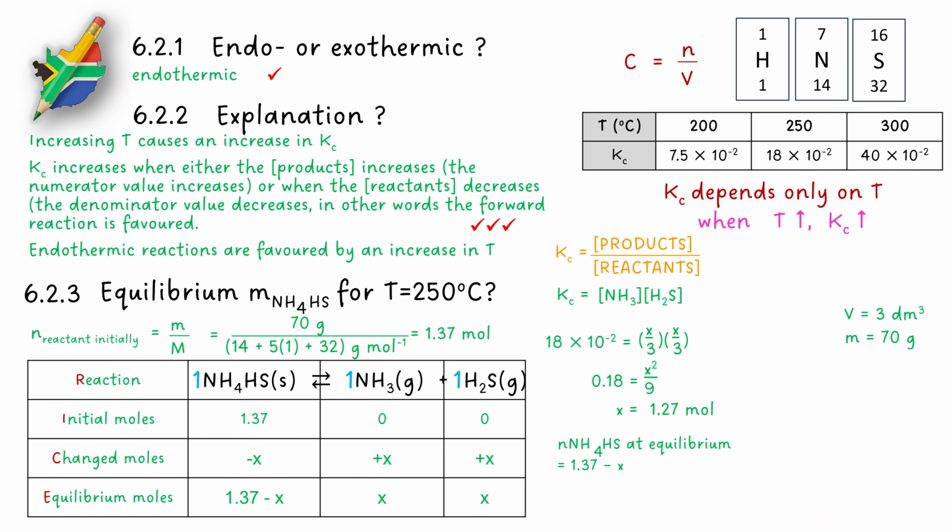But we want the moles of reactant present at equilibrium, and so we take its value in terms of X, substitute the value of X, and we get 0.1 moles of reactant present at equilibrium. Then the mass of the reactant at equilibrium is its moles times its molar mass, which gives 5.01 grams of ammonium hydrogen sulfide at equilibrium at 250 degrees Celsius.